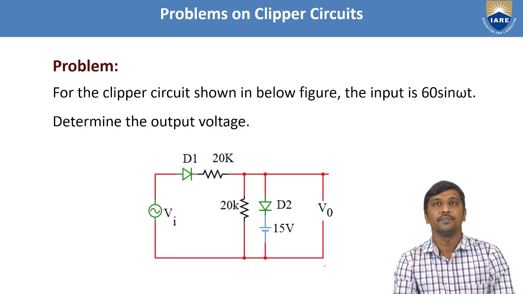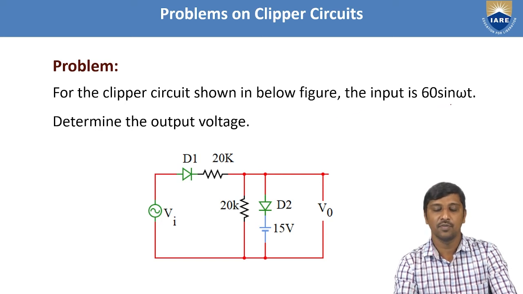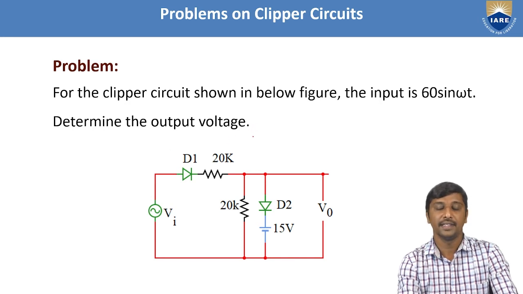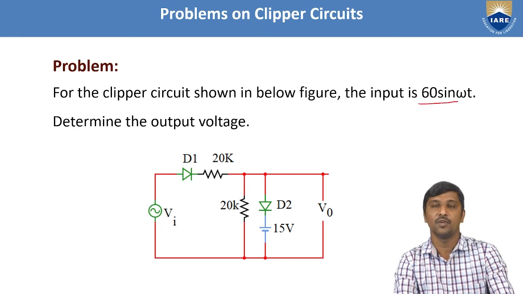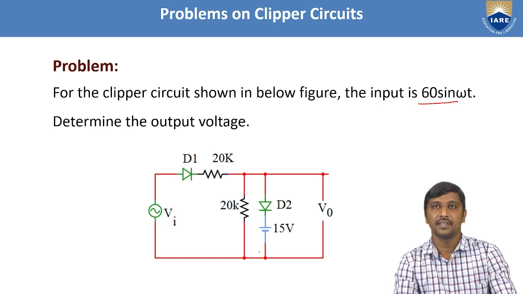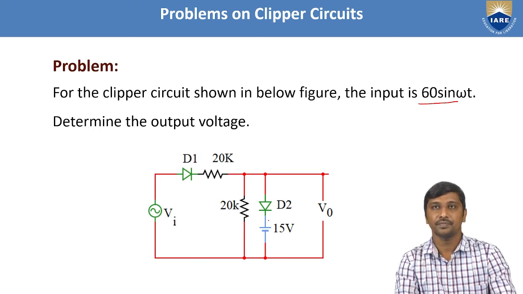Now we'll see another problem. For this clipper circuit shown in the figure below, the input is 60 sine omega t. Determine the output voltage here. For the given clipper circuit, we need to find the output voltage with the given input signal 60 sine omega t. If you observe the given circuit, there are two diodes, represented as D1 and D2.